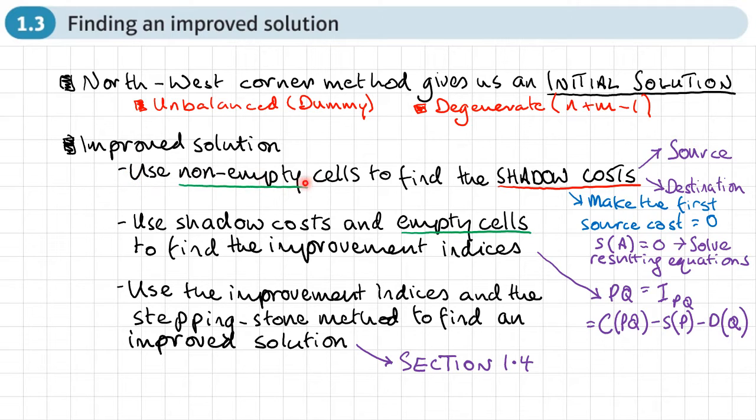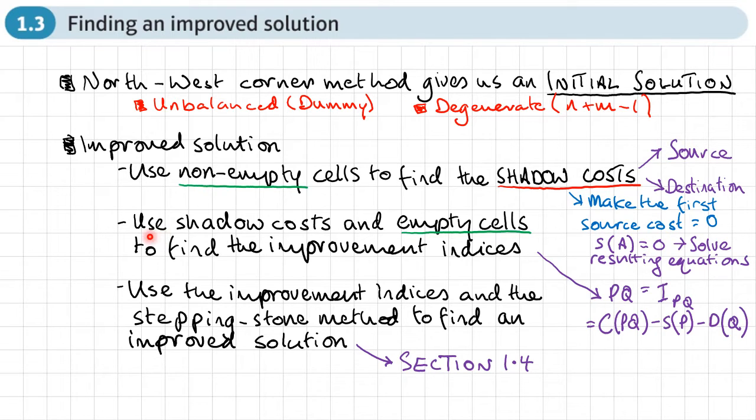We're going to use the non-empty cells to find the shadow costs. Costs are made up of costs from the source and costs from the destination, and we start by making the first source cost equal to 0, and then we solve the resulting equations. You'll see this all when we do an example. I'll go through it nice and slowly so you can see what's going on. We write this as the source cost at A. So if A was the first source, we'd write the source cost at A is equal to 0, and we solve the resultant equations.